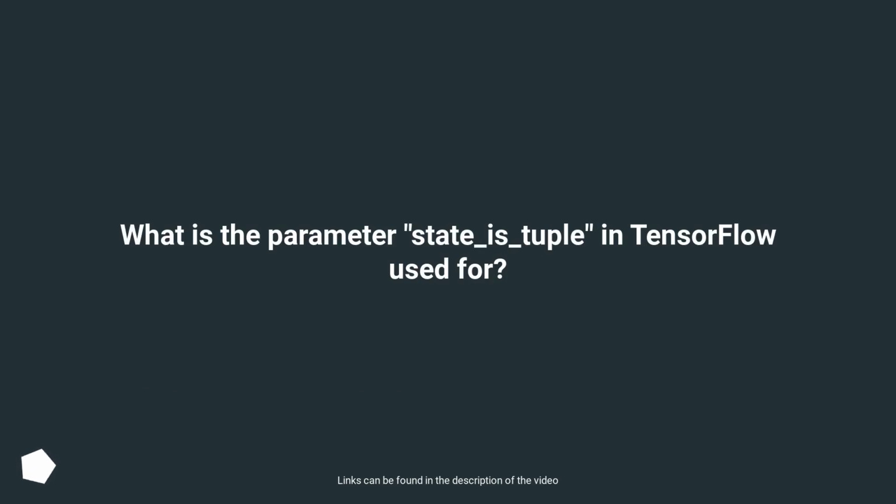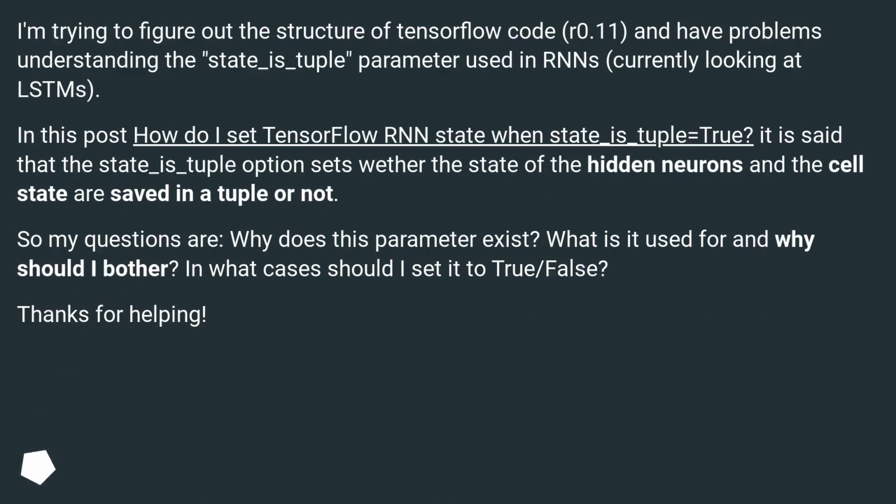What is the parameter state_is_tuple in TensorFlow used for? I'm trying to figure out the structure of TensorFlow code, r0.11, and have problems understanding the state_is_tuple parameter used in RNNs, currently looking at LSTMs.